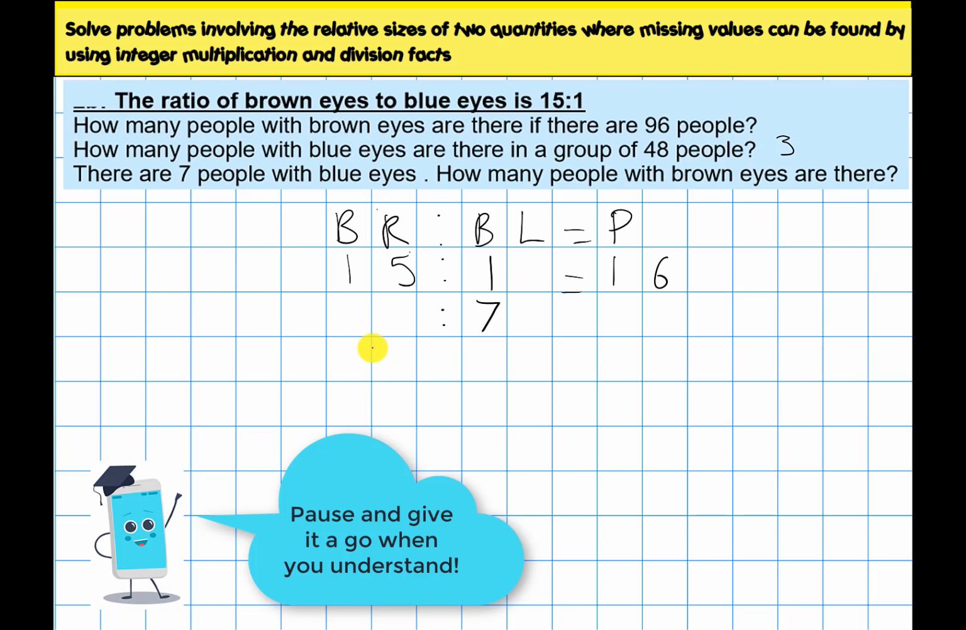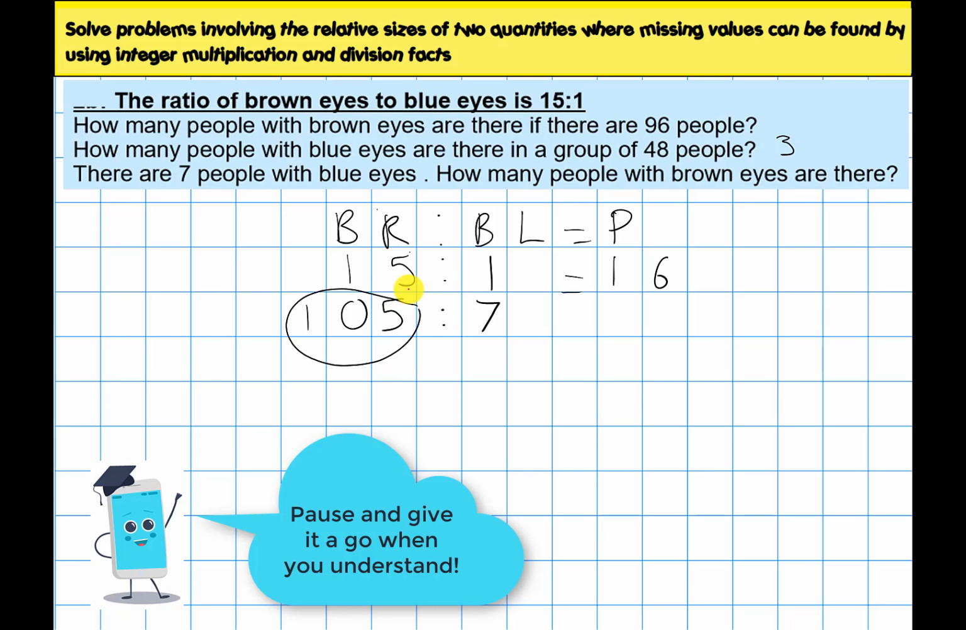If you want to pause and do a written method to figure that out now, you can. I'm going to do this mentally. 10 times 7 is 70. 5 times 7 is 35. If I add them together, I get 105. And my answer to how many people with brown eyes is 105.